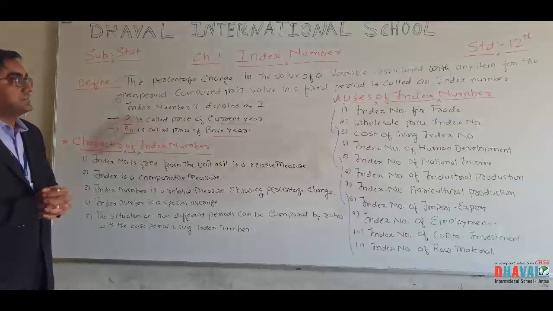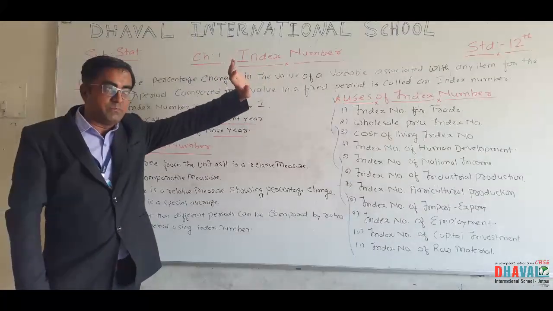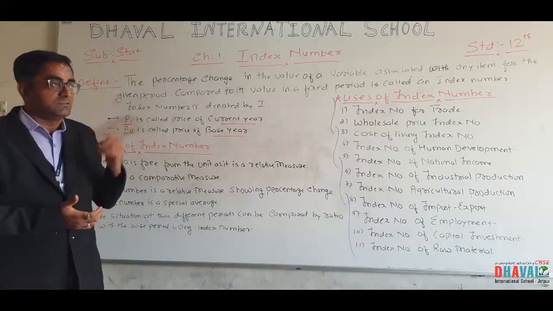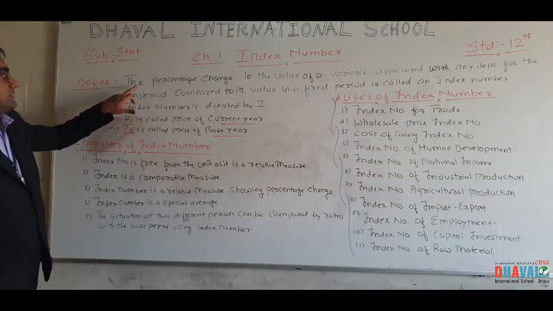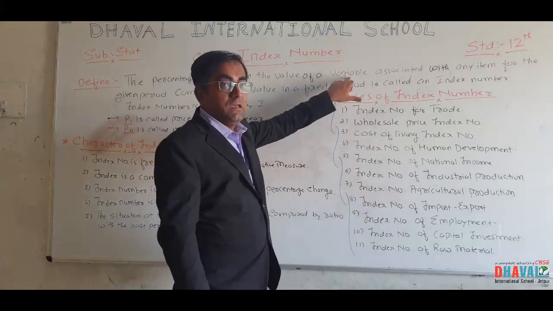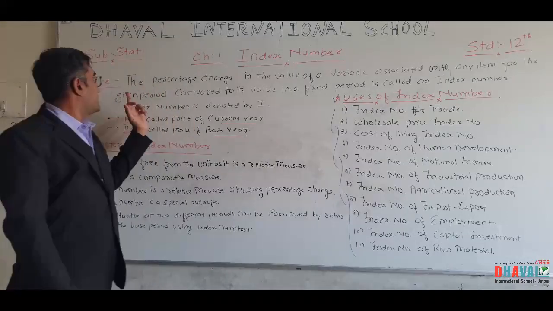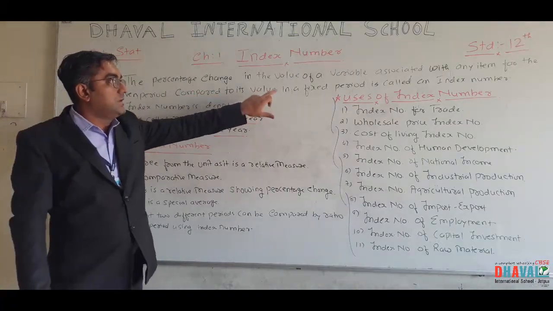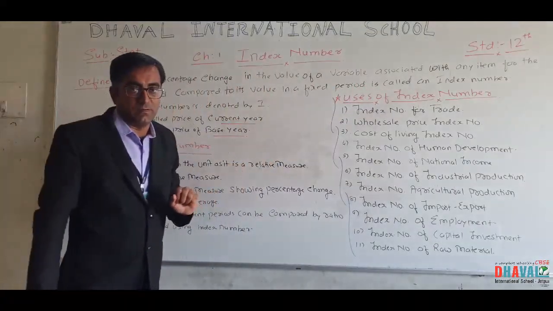Going to start the first unit, that is the index number. First we discuss what is meant by the index number. So first we see the definition. The percentage change in the value of a variable associated with any item for the given period, compared to its value in a fixed period, is called an index number.